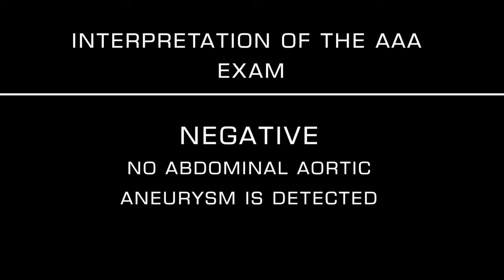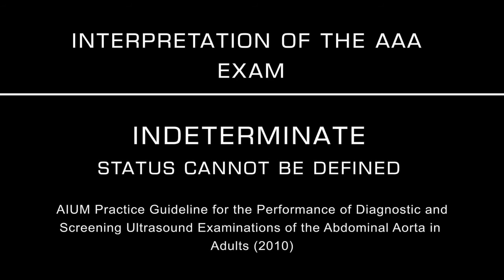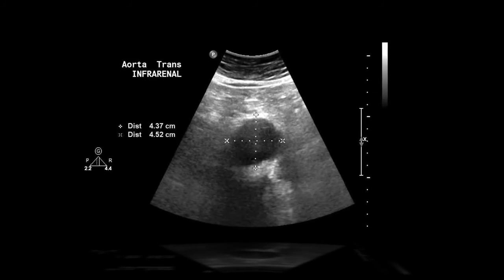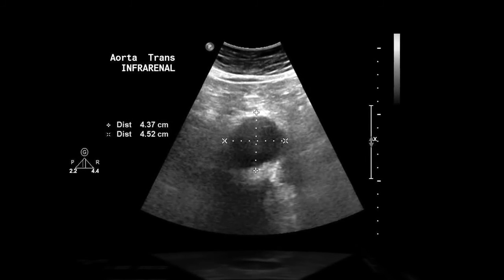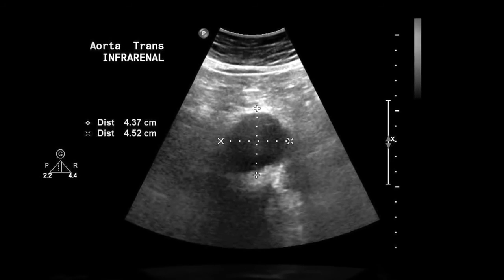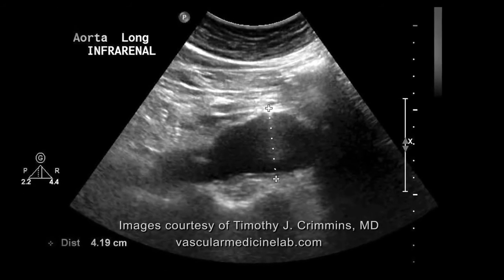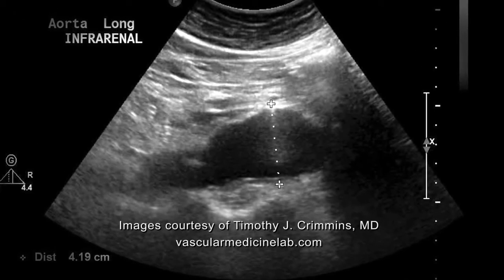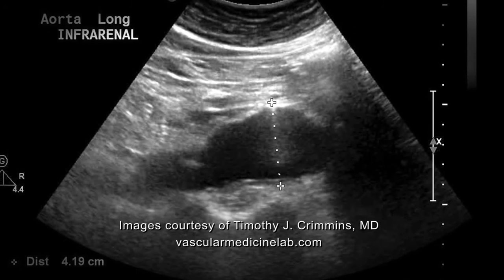The results of the exam are negative if no abdominal aortic aneurysm is detected. The results are indeterminate if the aneurysmal status cannot be defined because of non-visualization or only partial visualization of the abdominal aorta. If an aneurysm is detected, then additional images should be obtained in the transverse and longitudinal axis of the dilated segment. Measure the aneurysm at the point of maximal dilatation.